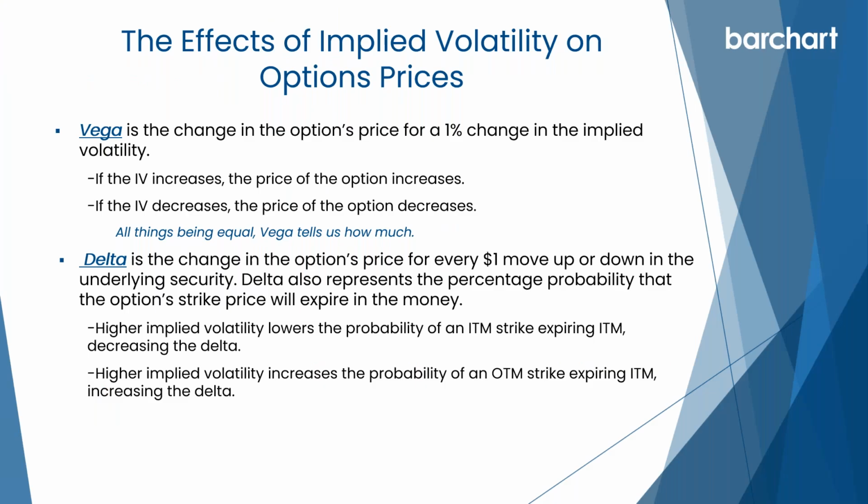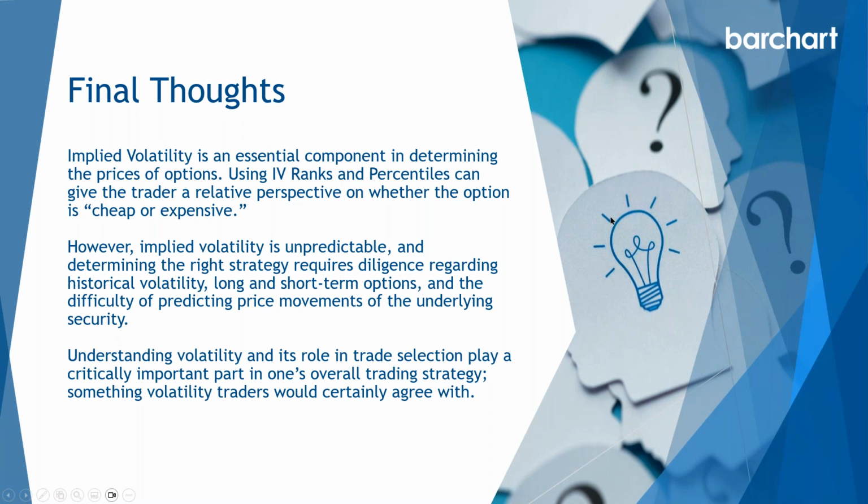Okay, so what are our final thoughts here? Implied volatility is an essential component to determining the price of options. We've discovered that. Using IV ranks and percentiles can give a trader a relative perspective. Again, that's the key point here, it's relative, whether an option is either cheap or expensive.